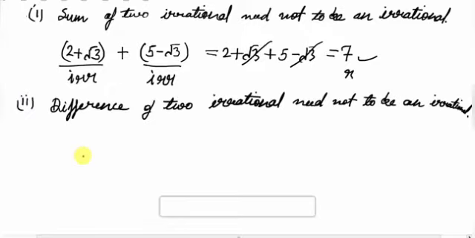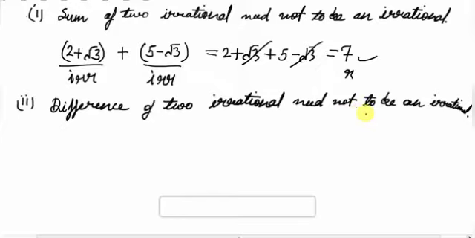What is the second property? The second property says that the difference of two irrational numbers need not be an irrational number. This is another important property of irrational numbers. Before understanding this property, I am giving you homework. Your homework is to show that the sum of a rational and an irrational is always irrational, and to show that the product of a non-zero rational with an irrational is always irrational.